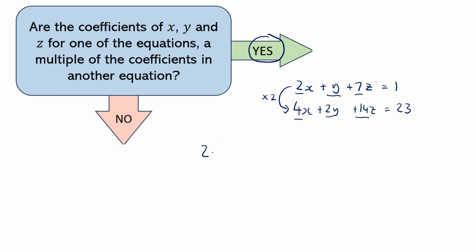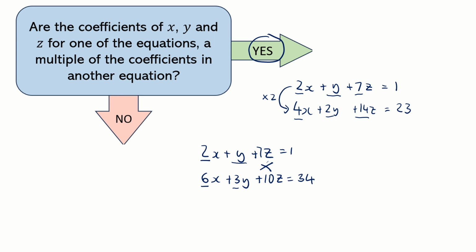Whereas if we had, for instance, 2x plus y plus 7z equals 1, and instead had 6x plus 3y plus 10z equals 34, this would be an example of the coefficients not being a multiple of what's going on in the other equation. Although the first coefficient can be multiplied by 3 to get the 6x in the second equation, and although 1y times 3 does get you 3y, 7z does not get multiplied by 3 to get 10, so that's what's causing the issue, and therefore they are not multiples of each other when you're looking at the coefficients.